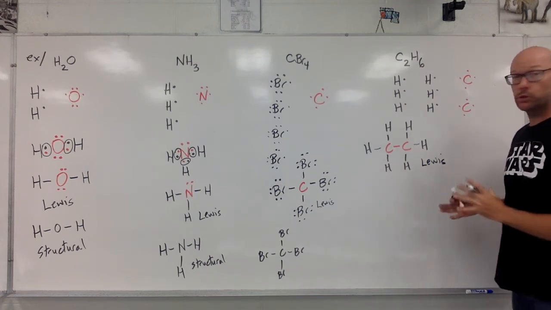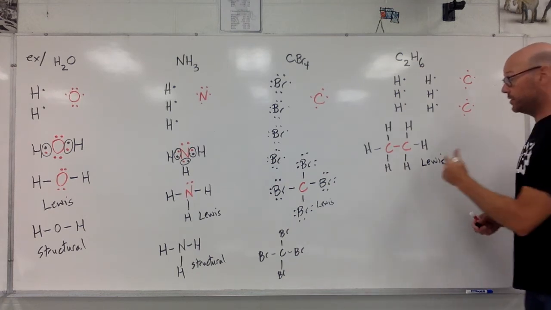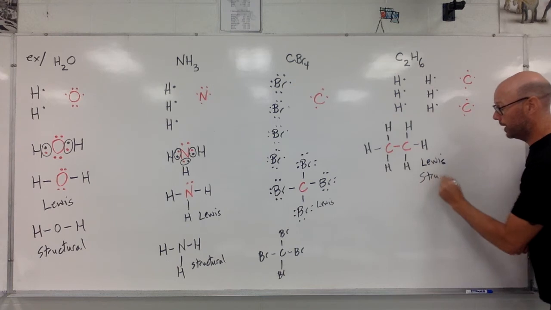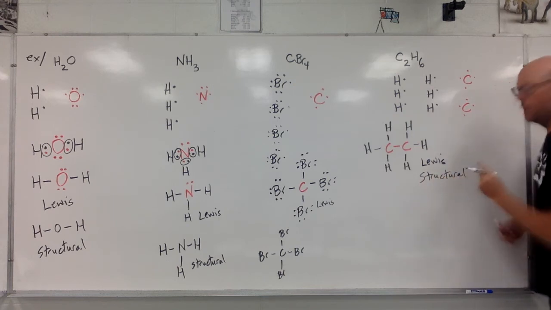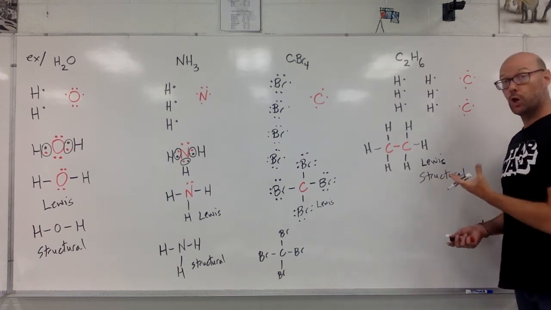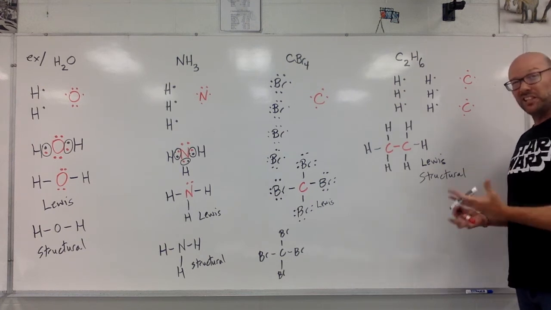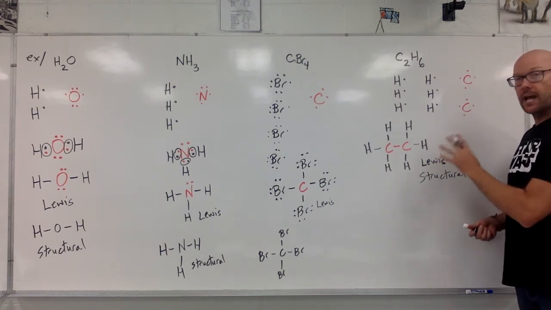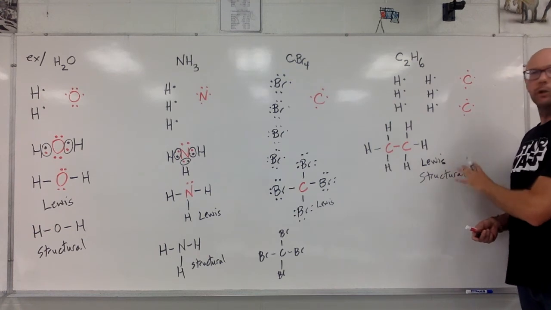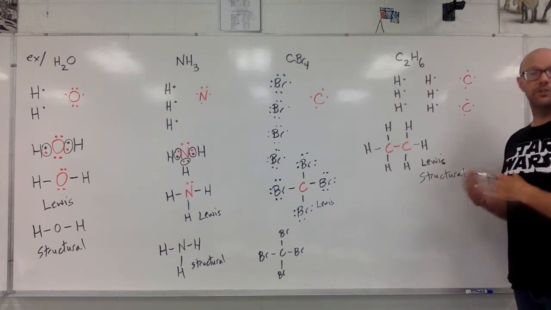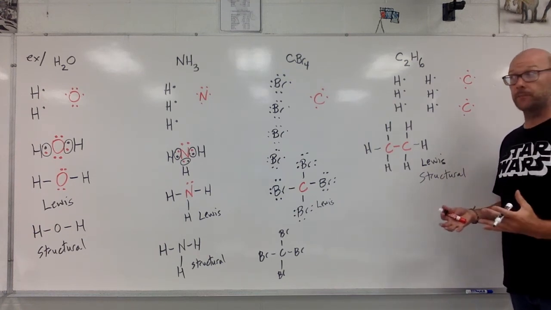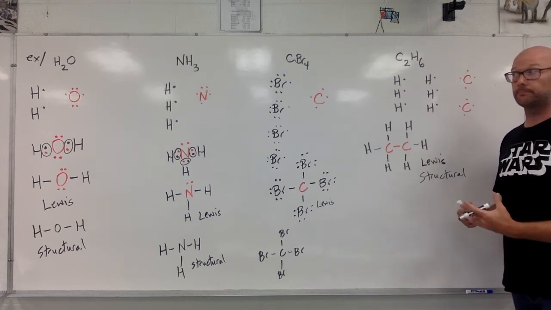However, this also shows the possibility that this is also how the structural diagram would look. Because there are no lone pairs to show in the Lewis diagram, I don't have to leave anything off, and I end up with the exact same diagram for a Lewis or structural. And there's lots of other situations where that will be the case. It's not always going to be different.